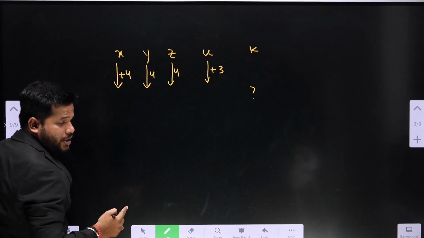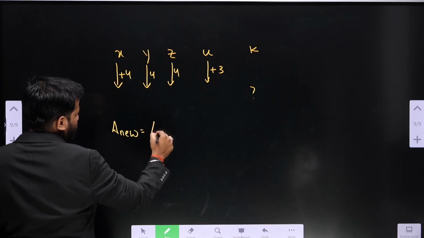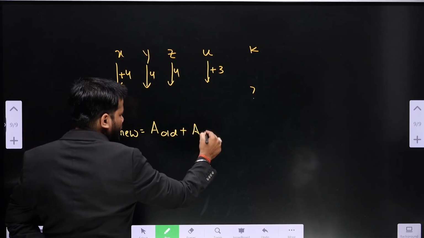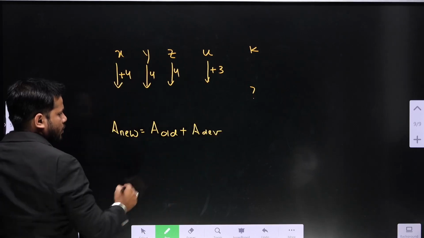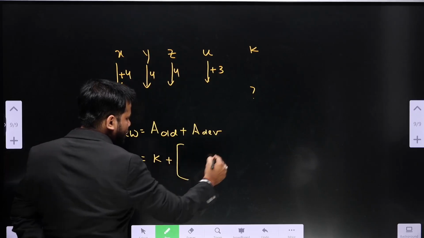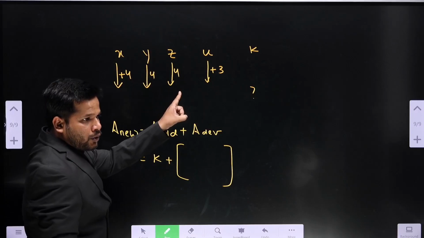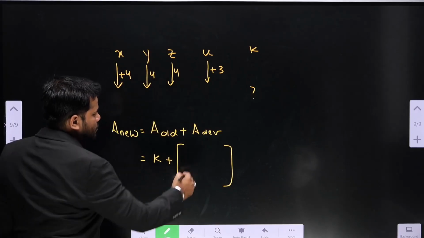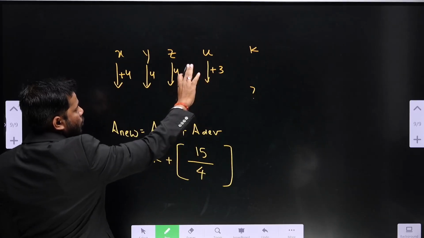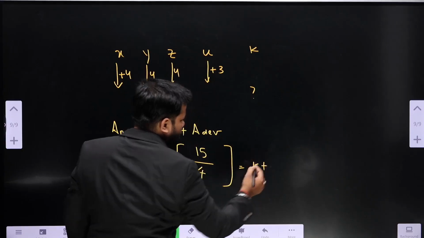In such a case, you can directly write A new is nothing but A old plus the average of the deviation. Now what is the deviation? How much is A old? Sir, A old is k. What is the average of the deviation? How much is the total deviation? 4 plus 4 plus 4, that is 12. 12 plus 3 is 15. 15 in how many quantities? Total number is 4. So the answer would be k plus 15 by 4.